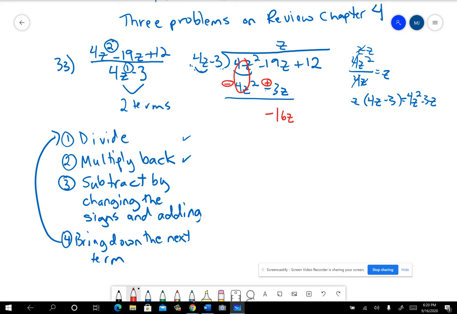Okay. All right, then we're going to bring down the next term, and then we're going to go again. All right, so this is the place to be careful. This is where people will put negative 22z, or they'll put like positive 16. Okay, so you have to really watch it right there.